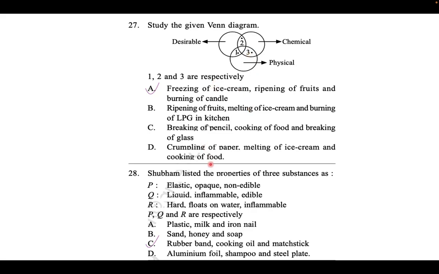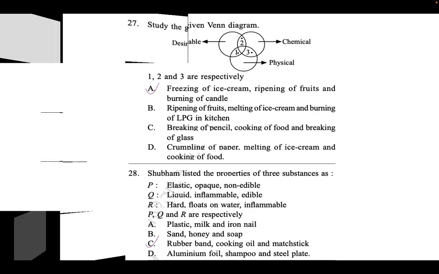Rubber band is elastic, opaque, and non-edible. Cooking oil is liquid, inflammable, and edible. Matchstick is hard, it floats on water, and it is inflammable.